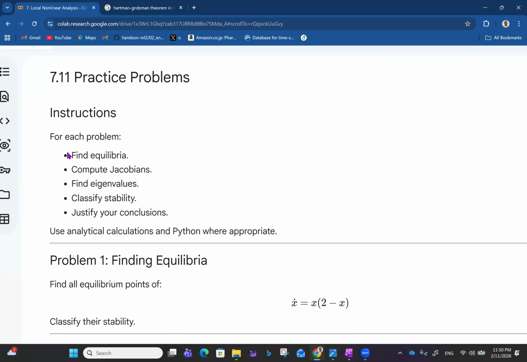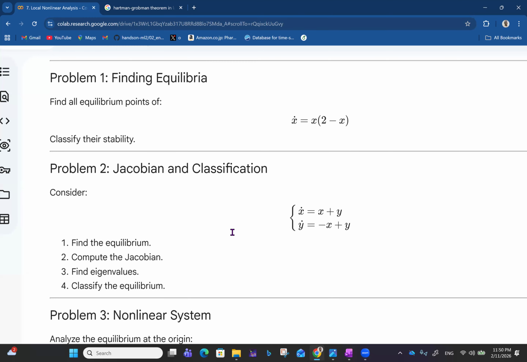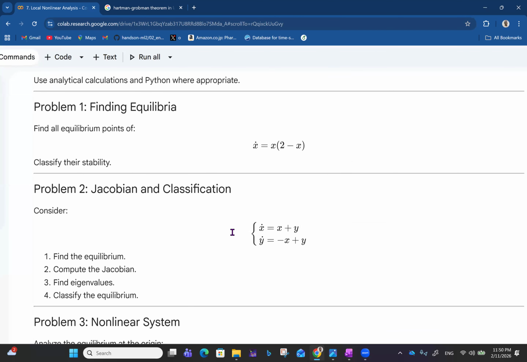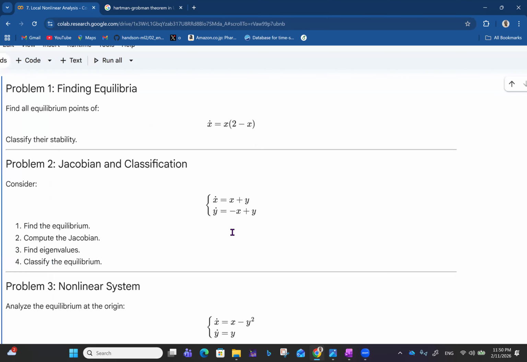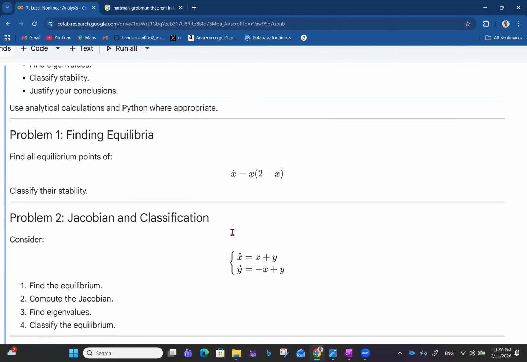So we have some practice problems that you want to try your hands on. Instructions for each problem: find equilibria, compute Jacobians, find eigenvalues, classify stability, justify your conclusion, and use analytical calculations and Python where appropriate. Okay, so you can take some of the codes I have there and try to modify them to see how well they can fit into what you want to do, into each question, I mean.